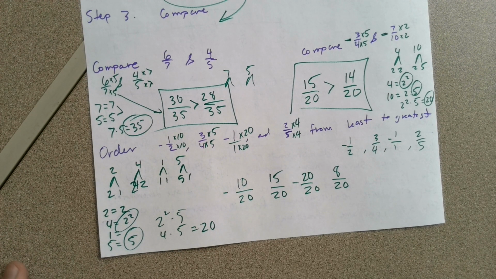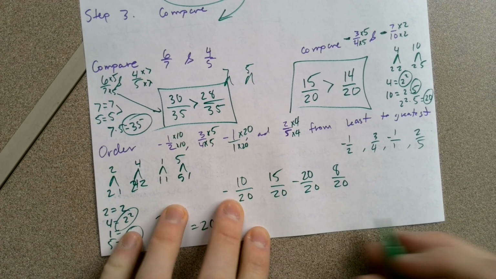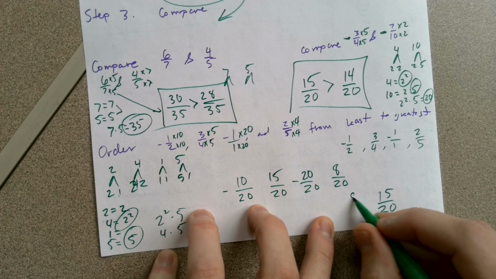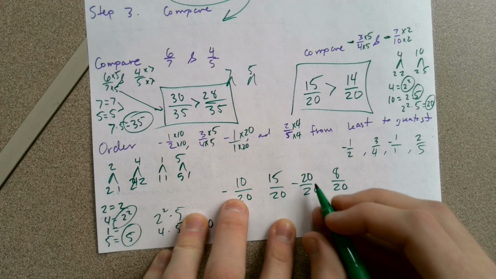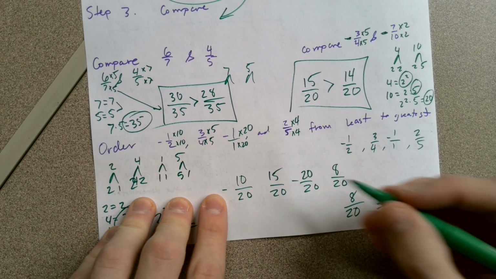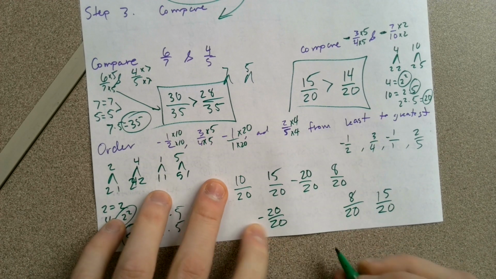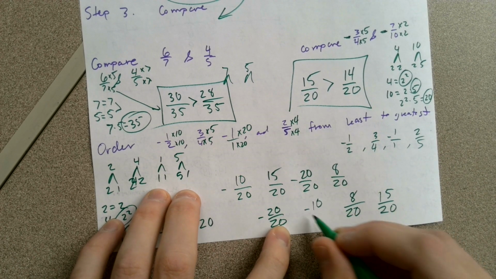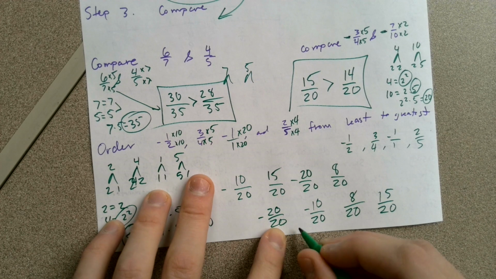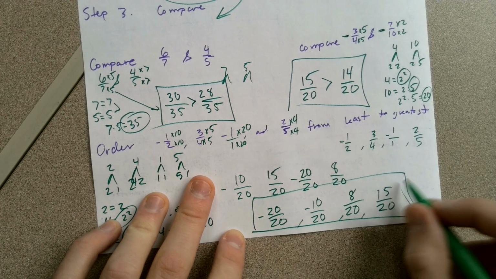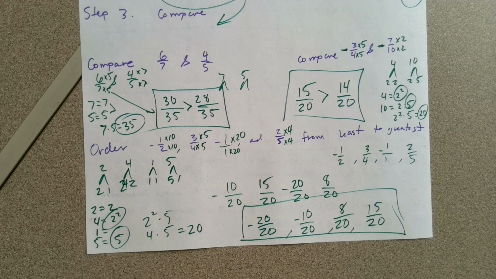Okay, we have these set up now. We have the same denominator. Now we just got to put them in order. Pay attention to those negatives. Our biggest one here is going to be 15 over 20. Our second biggest is going to be 8 over 20. Our next biggest, we're thinking negatives. So negatives go further this way. Negative 20/20 is going to be the same as -1. And negative 10/20 is going to be the same as -1/2. So our smallest number is negative 20 over 20. Our biggest number is 15 over 20.